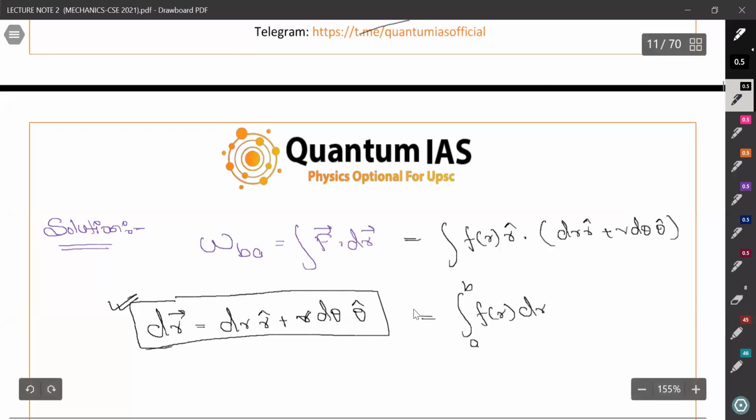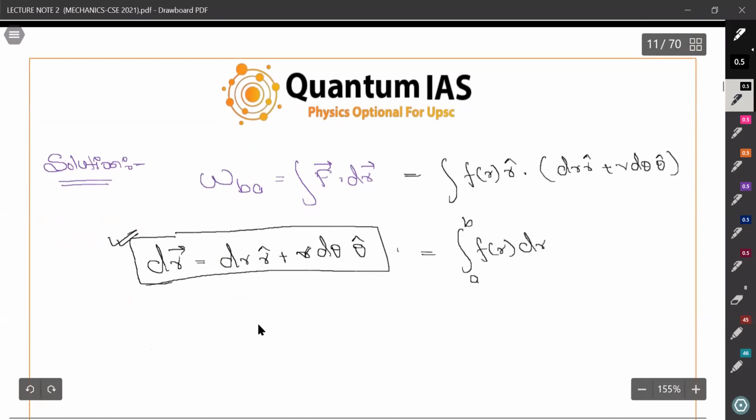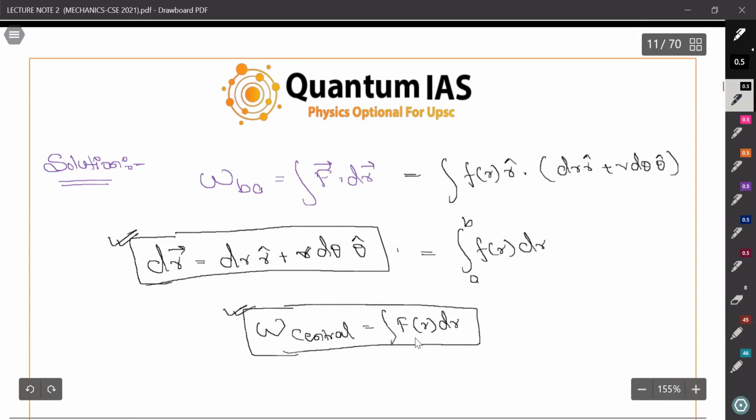Okay. So this is the relation that we require. So for work done by any central force, we can come to this conclusion: Fr and dr. So if we know the value of Fr, we can integrate it easily.